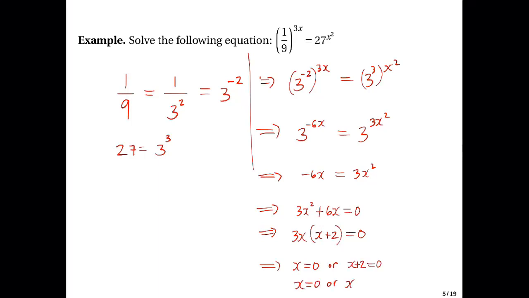Okay? So from here, you have x equals 0 or x plus 2 equals 0. And therefore, solving for x, particularly in this, your x is equal to negative 2. And of course, your x equals 0 is there. So these are the solutions to the equation.